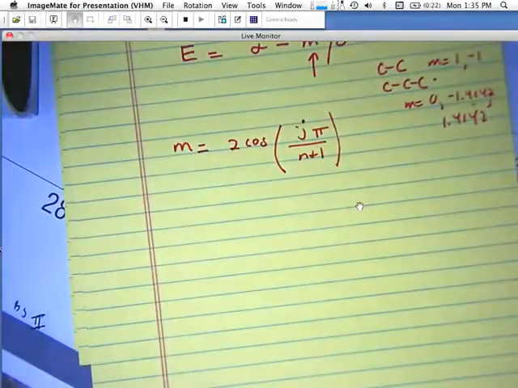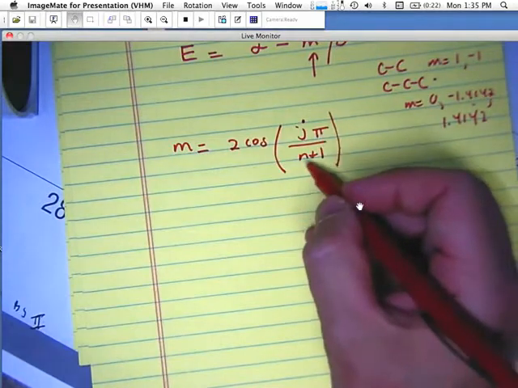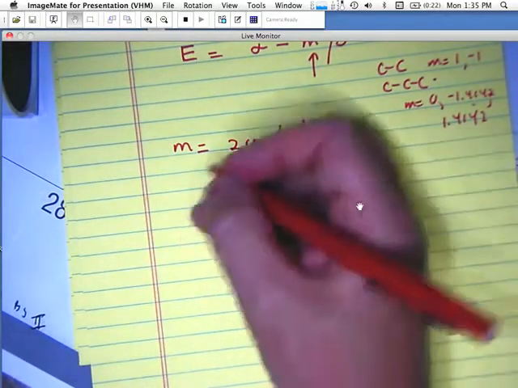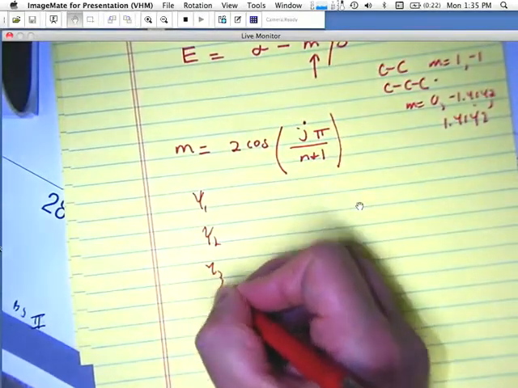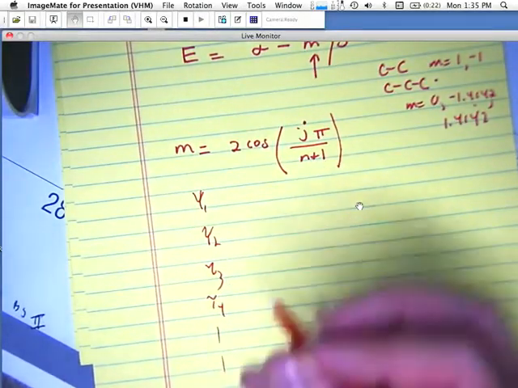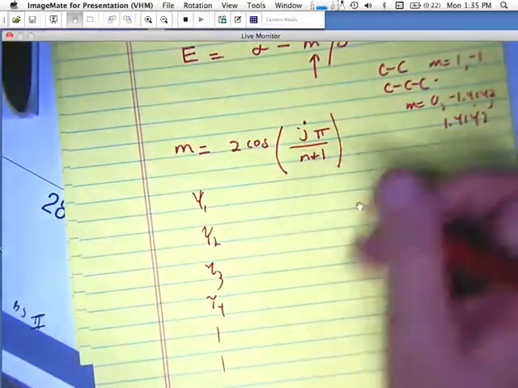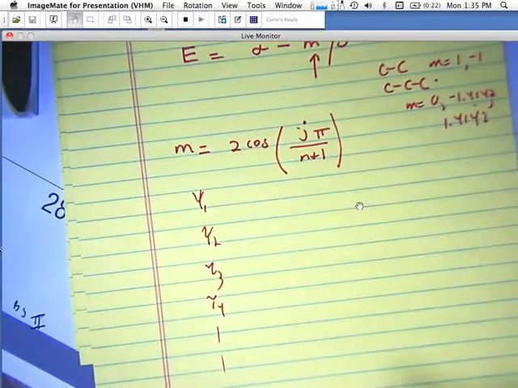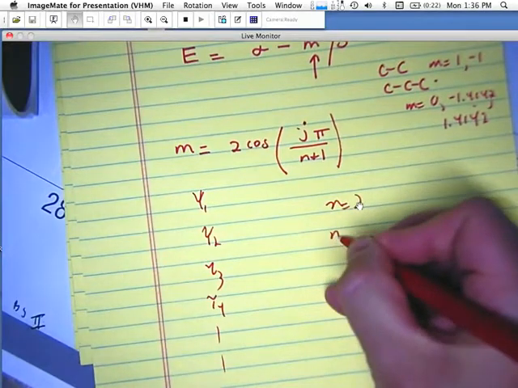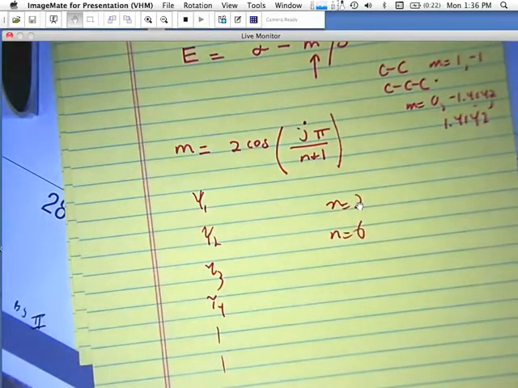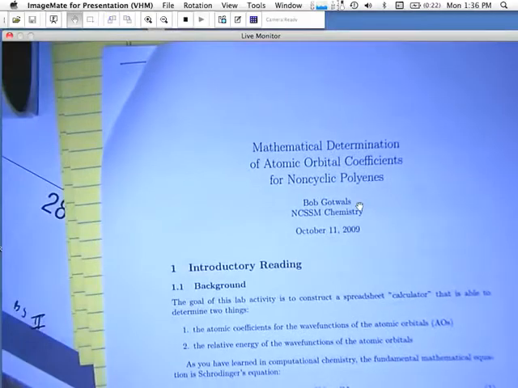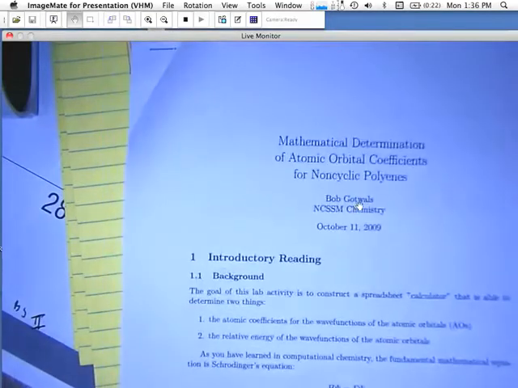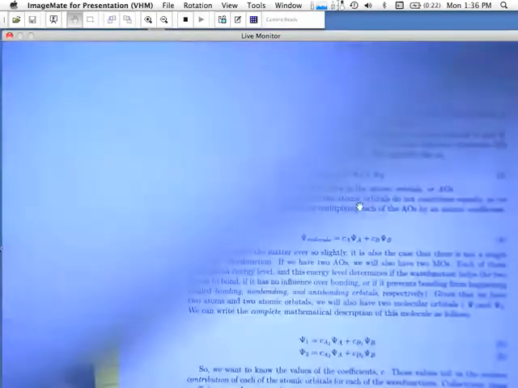So m is equal to 2 cosine of j pi over n plus 1, where again, j is wave function 1, wave function 2, wave function 3, wave function 4. And I think I'm asking you to build a spreadsheet that can calculate these things for anything from n equals 2 to n equals 6. So hopefully these podcasts will help you a little bit with especially this first lab, where we're asking you to calculate the atomic orbital coefficients for these non-cyclic polyenes.